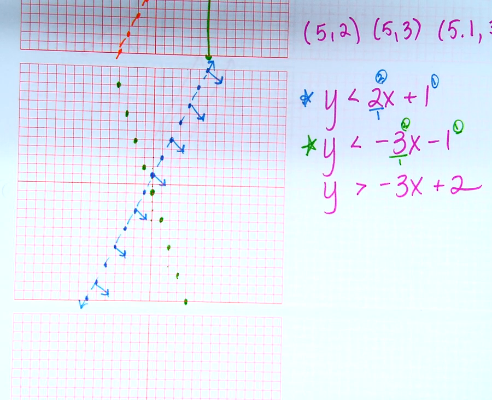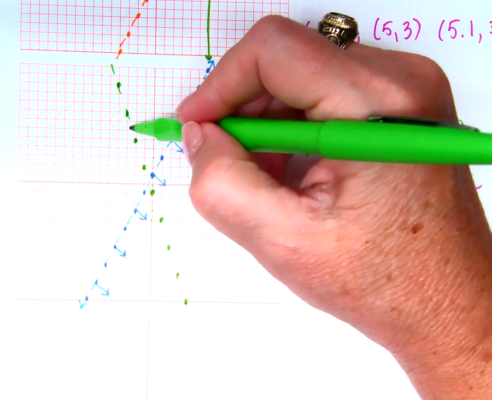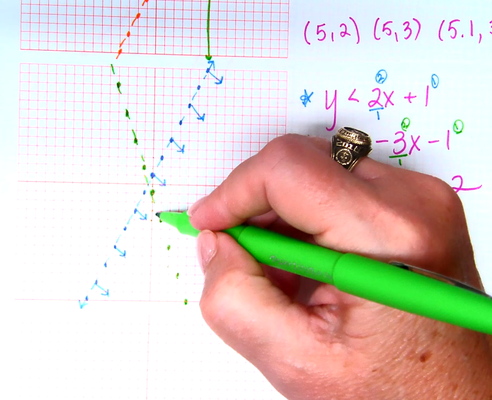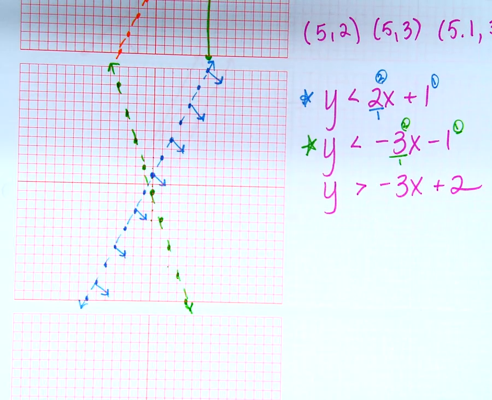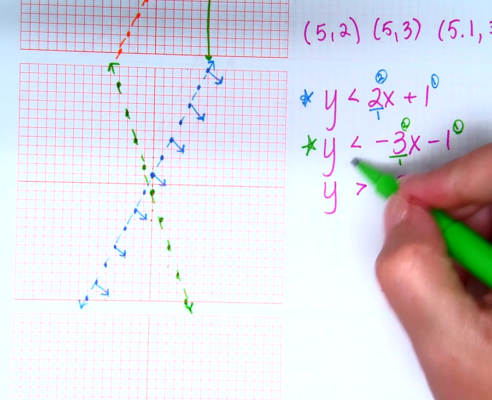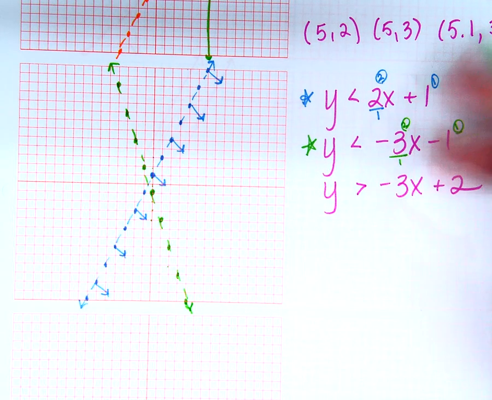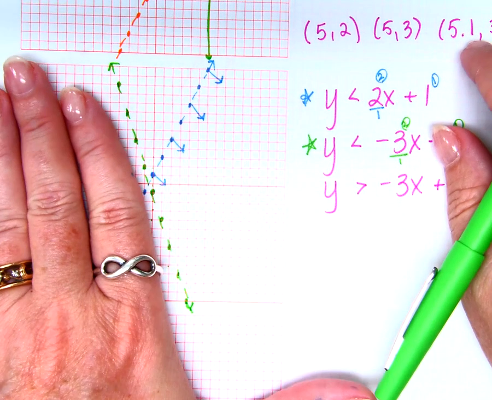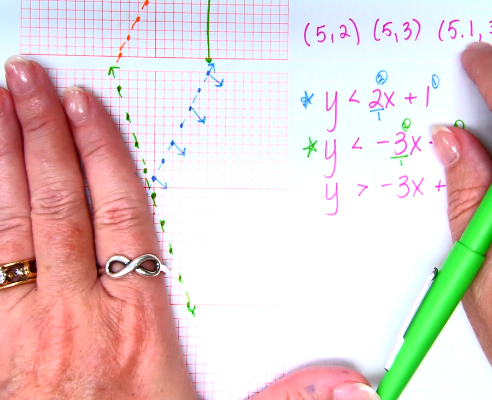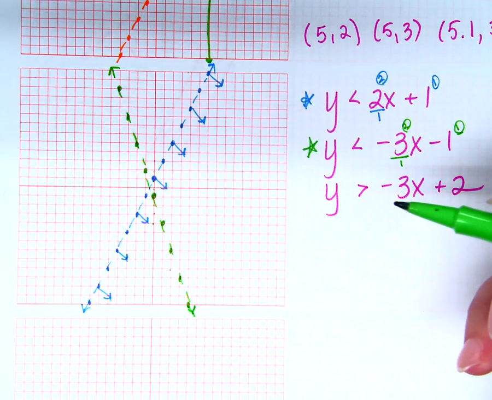When I get all my points plotted, what kind of a line do I draw? Dotted. Dotted, very good. Once I draw my dotted line, am I shading above or below? Below. It's less than, so I'm shading below. Where is below? To the left of it, right? Right here, that's below. So where do I draw arrows?